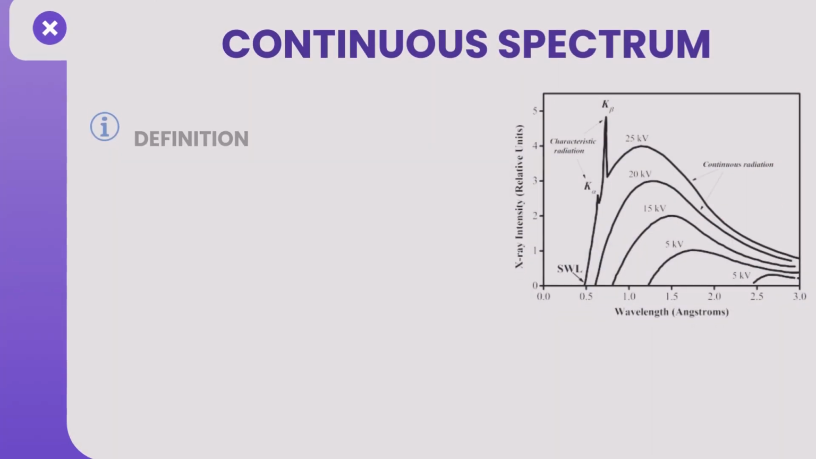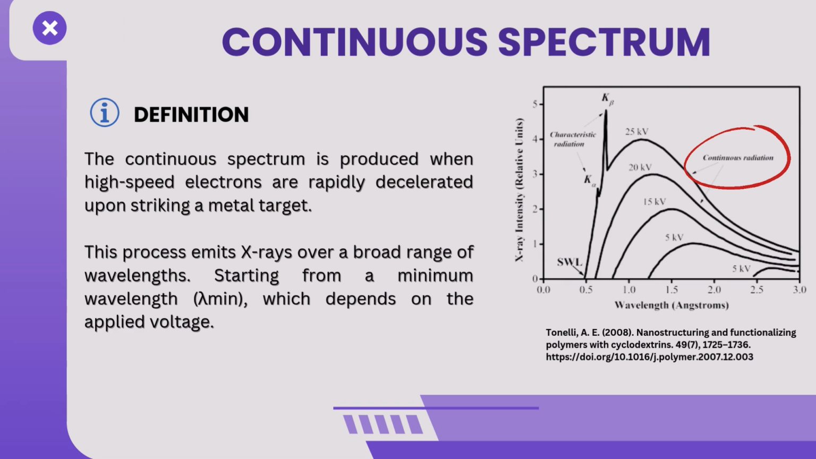Continuous spectrum. The continuous spectrum is produced when high-speed electrons are rapidly decelerated upon striking a metal target. This process emits X-rays over a broad range of wavelengths, starting from a minimum wavelength, which depends on the applied voltage.